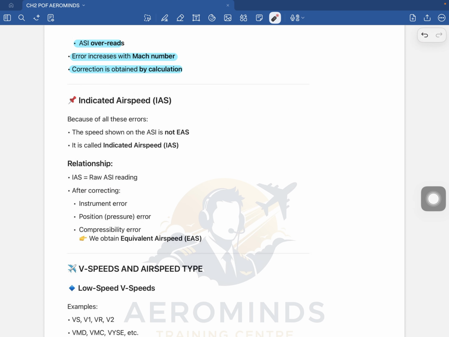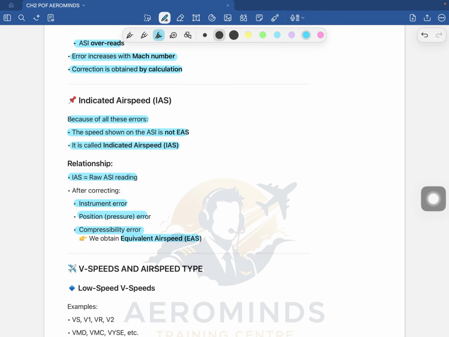Now this relationship is extremely important for your exam: IAS is what the needle shows, EAS is what the aircraft actually feels in terms of the aerodynamic forces. So remember this, because of all these errors, the speed shown on the ASI is not EAS, it is called indicated airspeed. The IAS is the raw ASI reading, and after correcting the instrument error, the position error, and the compressibility error, then only we get the equivalent airspeed.